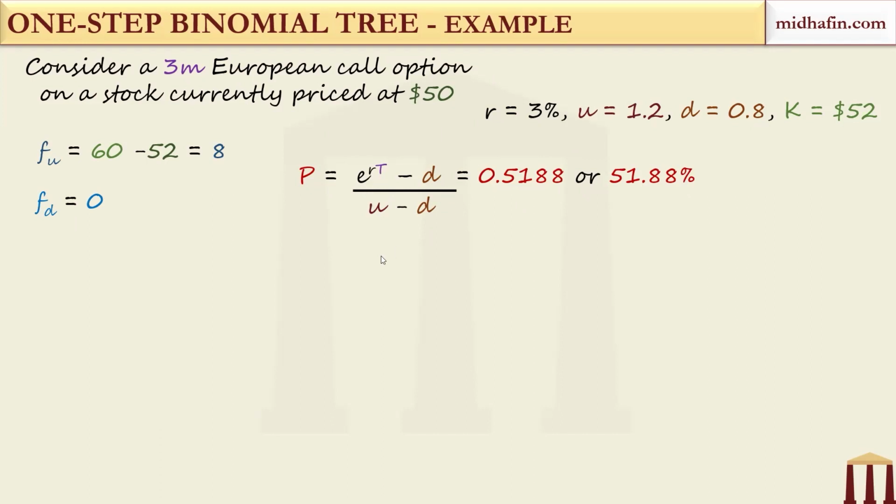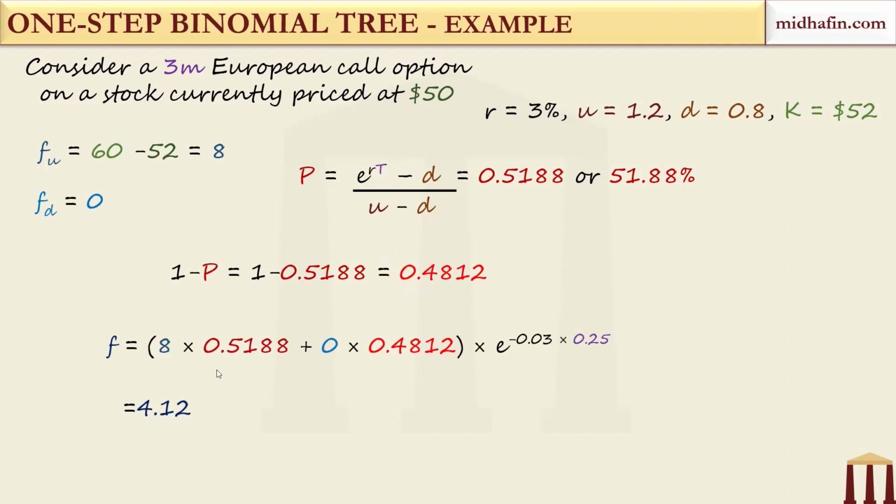So P I have found out. Next, I'll find 1 minus P, that is 0.4812. Now finding F is quite easy. All I need to do is apply the formula that we have studied earlier: FU times P plus FD times 1 minus P, discounted to today. We get 4.12 as the value of the option today.